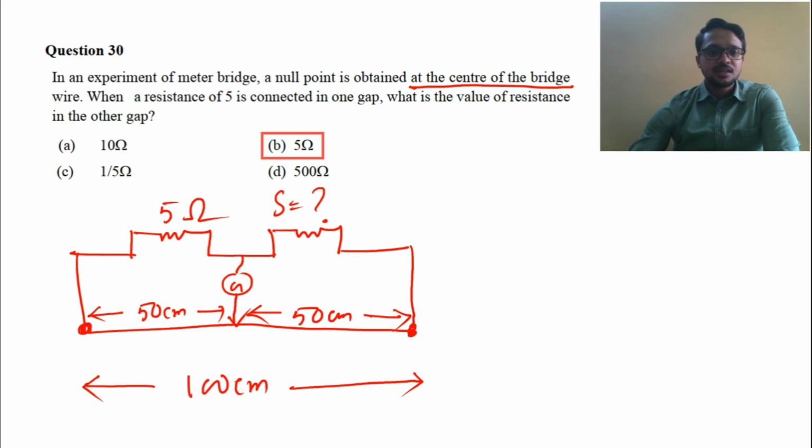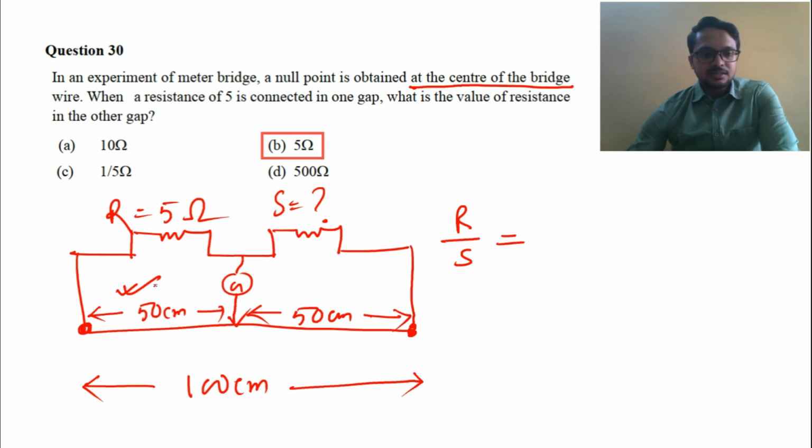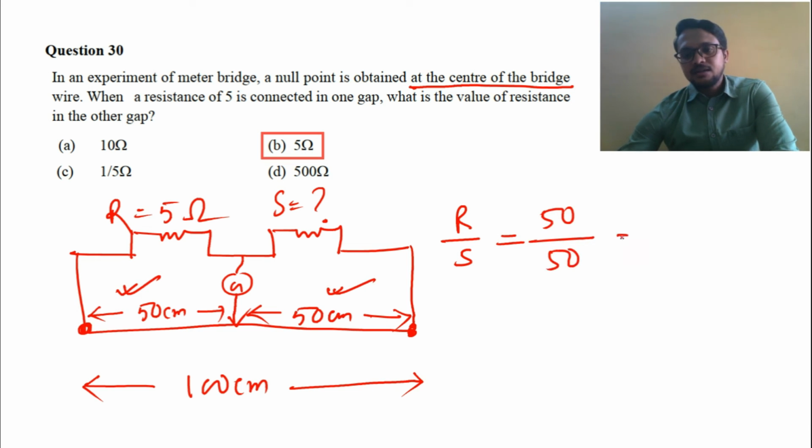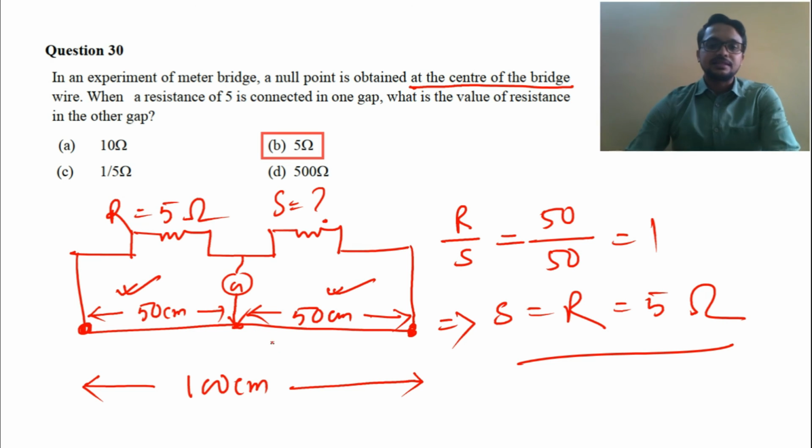Now we know, if we take this one as R, then R by S equals this length first, then this length. So 50 by 50, that means 1. So we get S equal to R. R means 5 ohm, so S is 5 ohm. As it is balanced at the midpoint, the two resistances are the same. So it is 5 ohm.